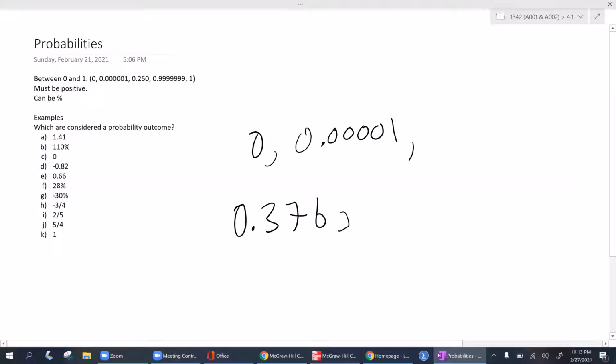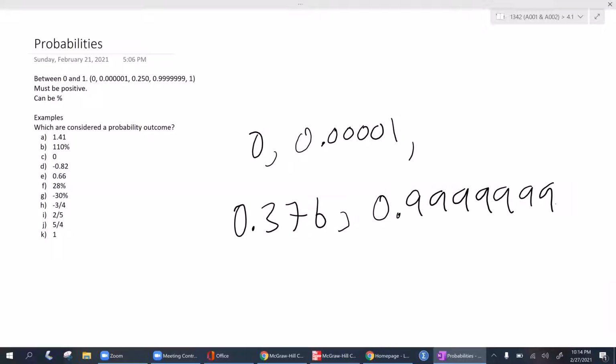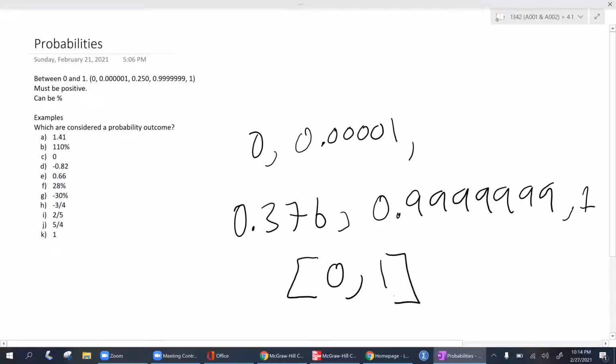You can have something very, very close to 1. So let's just say 0.9999999. It's a very, very high probability. And you can also have 1 itself. So in other words, your probabilities are bounded between 0 and 1, including 0 and 1 itself.